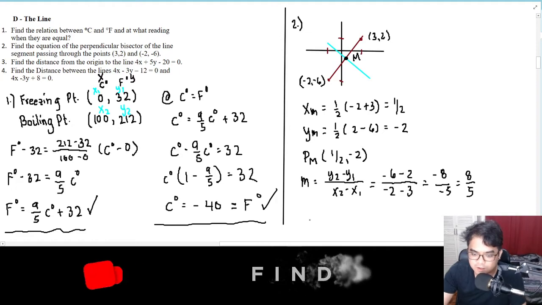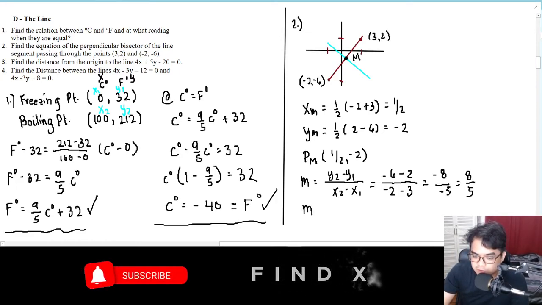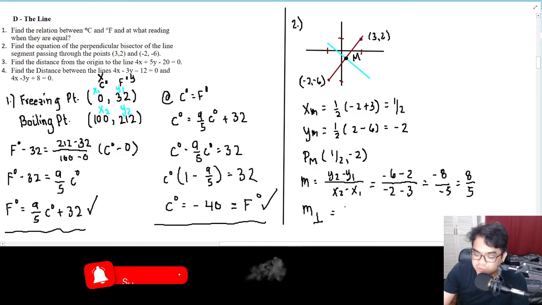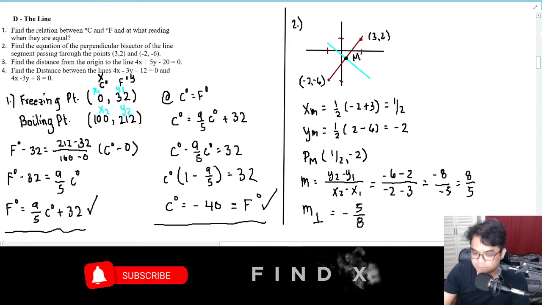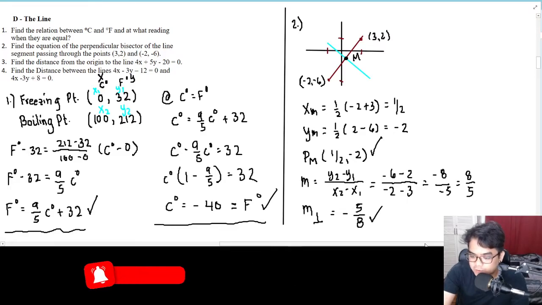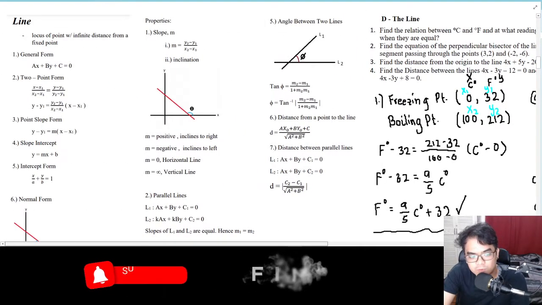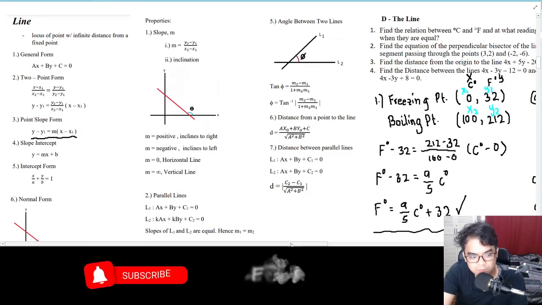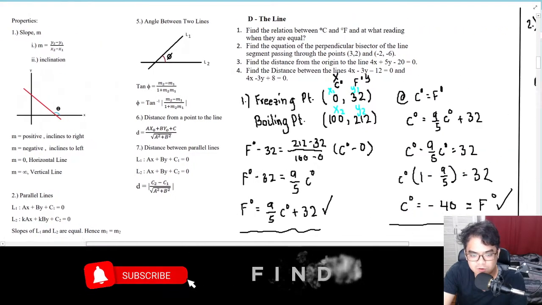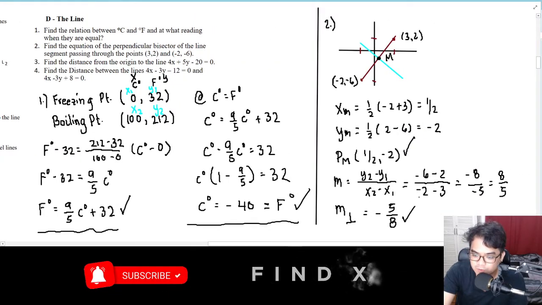Since they are perpendicular, the slope of the perpendicular bisector should be the negative reciprocal. So it should be negative 5 over 8. We already have the slope and the point, therefore we can use the point-slope form, which is y minus y1 equal to m times x minus x1. There, the y1 and x1 will be your midpoint.